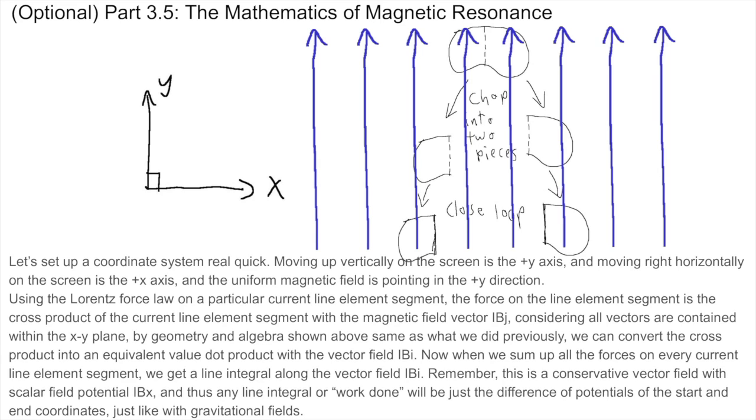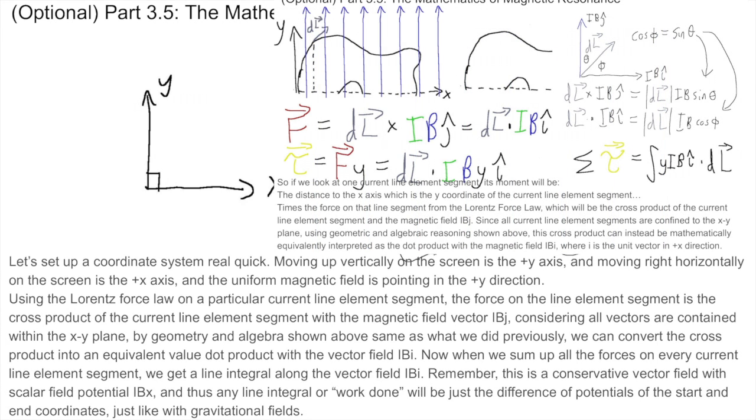Using the Lorentz force law on a particular current line element segment, the force on that line element segment is the cross product of the current line element segment with the magnetic field vector, I times b times j. Considering all vectors are contained within the xy plane, by geometry and algebra shown above, same as what we did previously, we can convert the cross product into an equivalent dot product with the vector field I times b times I.